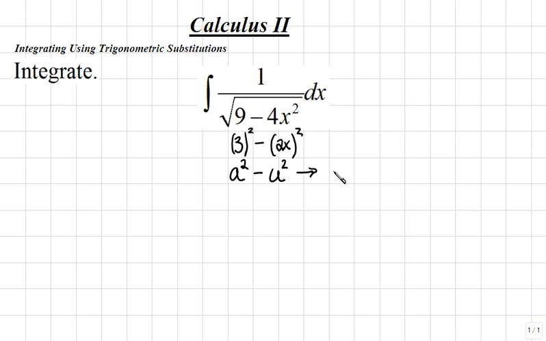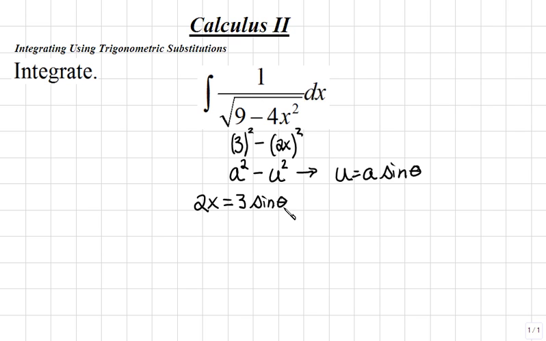This suggests that we should use the trigonometric substitution of u equaling a sine theta. So in our problem, u was 2x, so we'll write down 2x equals a, which is 3, sine theta. So this will become our substitution in our problem.